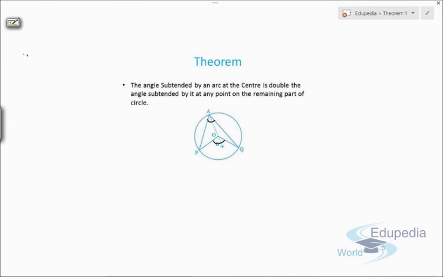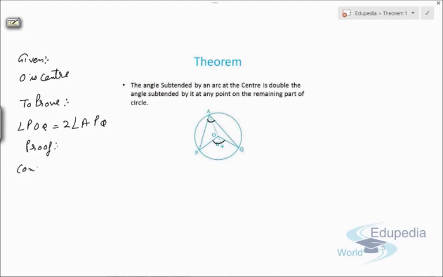First of all, we need to write the given. It's given that this is an arc, and O is a center. Now what do we need to prove? We need to prove that angle POQ is 2 times angle PAQ, right? Means this angle POQ is 2 times angle PAQ. So let's see how we can prove this. Let's discuss the proof now.